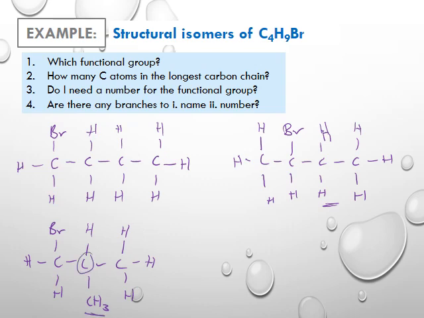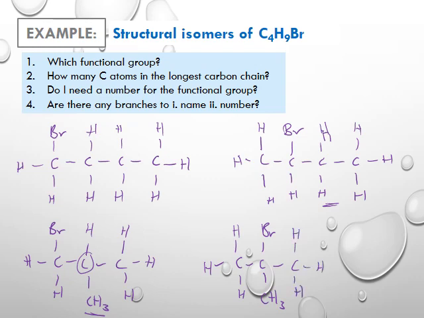So I could do it like that, or I could have my bromine on the second carbon with my methyl also on the second carbon. So there are my 4 possible isomers. So let's see if we can name those. And it's going to be the same idea as before.